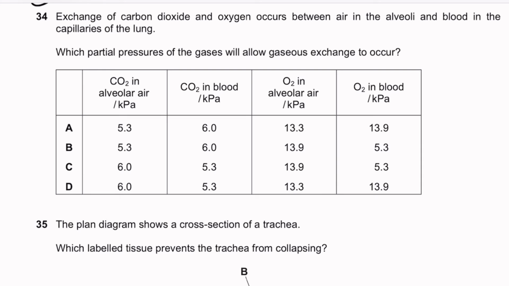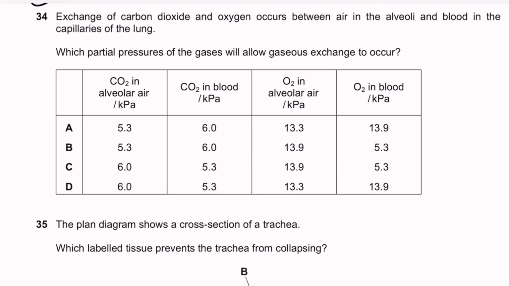Exchange of carbon dioxide and oxygen occurs between air in the alveoli and blood in the capillaries of the lung. Which partial pressures of the gases will allow gas exchange to occur? CO2 in alveolar air, CO2 in the blood, oxygen in alveolar air, oxygen in the blood. So we should have a low partial pressure of carbon dioxide in the lungs.